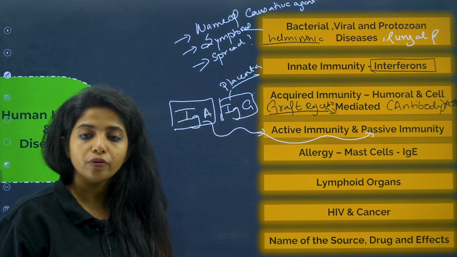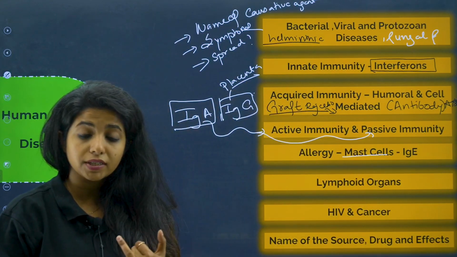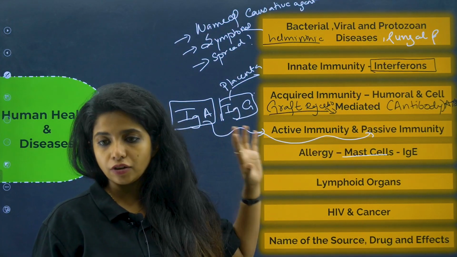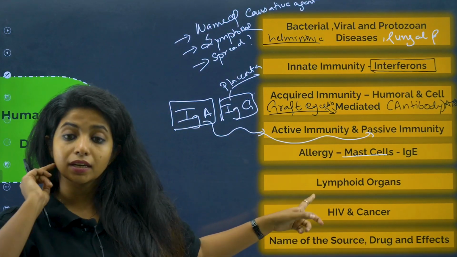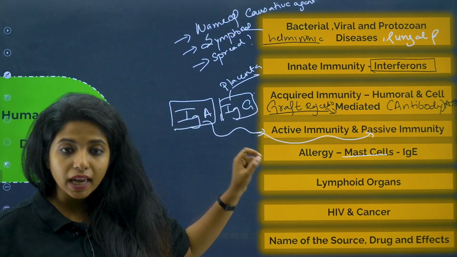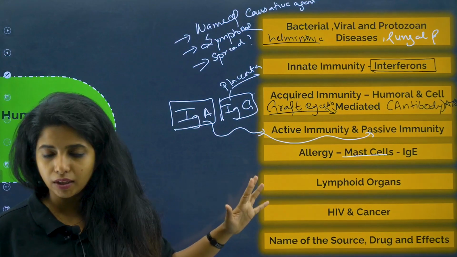Now in allergy, what do we have? You have mast cells, my dear children, releasing histamine and serotonin, and IgE is the one that plays a major role in allergy. Lymphoid organs, the primary and the secondary lymphoid organs, all of them are equally important. You should be knowing each and every one among them. Spleen, lymph node, everything.